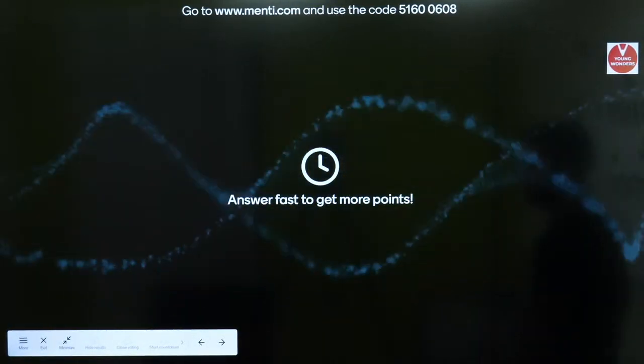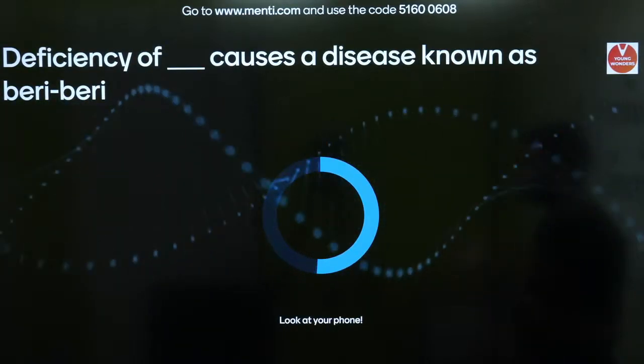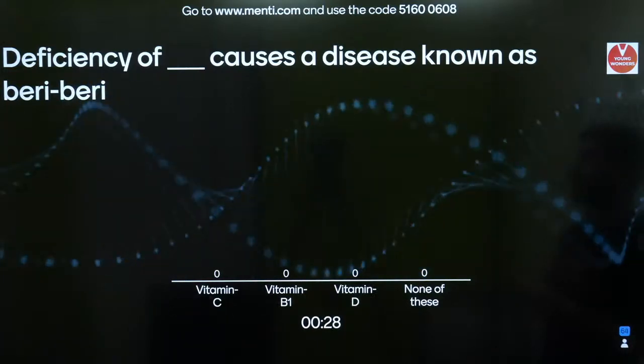5. चलो quick. It's not my birthday, guys. My birthday is on the 10th of August. Deficiency of dash causes beriberi.